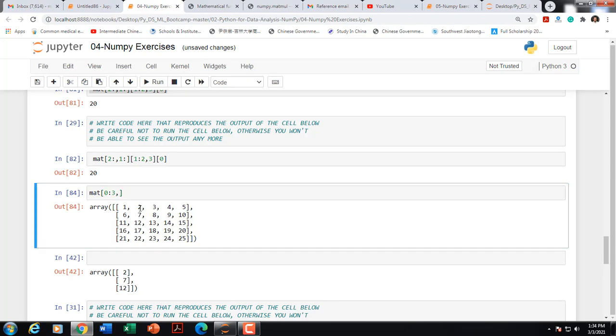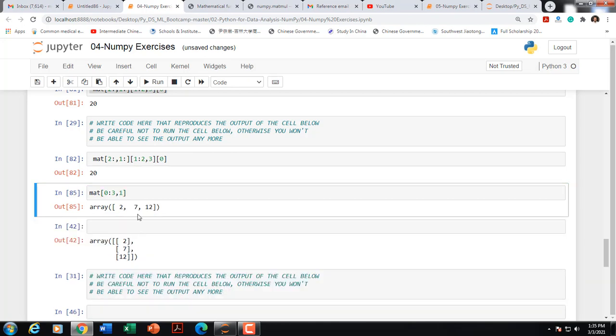So yeah, 2, 7, 12 we have to extract from this matrix. So I'll tell NumPy to give me elements from row 0, row 1, row 2, but not row 3. So I'll say 0 to 3. And which column is this? This is column 1. I get 2, 7, 12.